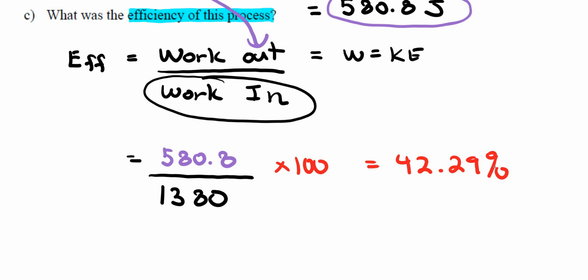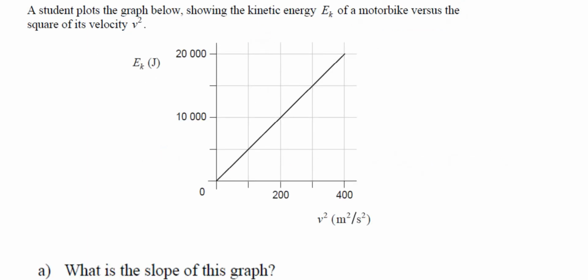All right, let's look at one more graphing problem, and that will conclude this homework video guide. Here's a final graphing question for this video guide. In this problem, a student plots the graph below showing the kinetic energy of a motorbike versus the square of its velocity, v squared. Okay, so we have our kinetic energy over here on the y-axis, and we have just v to the power 2, your velocity squared, on the x-axis there.